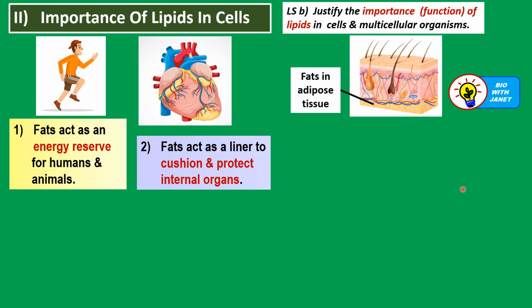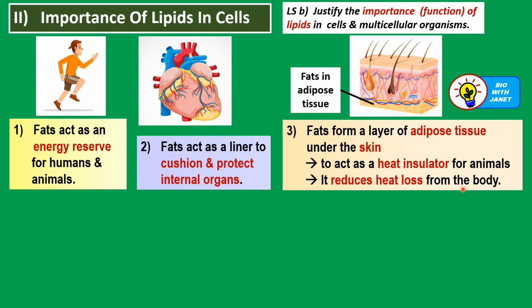Thirdly, fats form a layer of adipose tissue under the skin, as shown here, the yellow part here, to act as a heat insulator for animals, meaning that it can prevent heat from escaping from the bodies of animals and humans, so it reduces heat loss from the body.